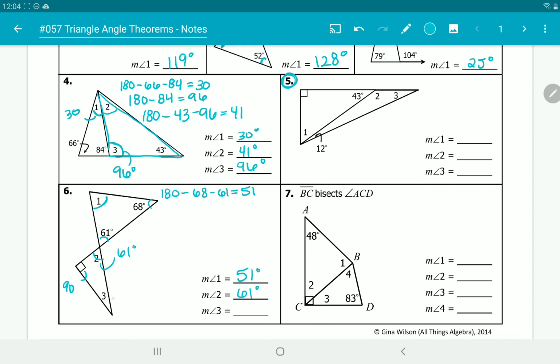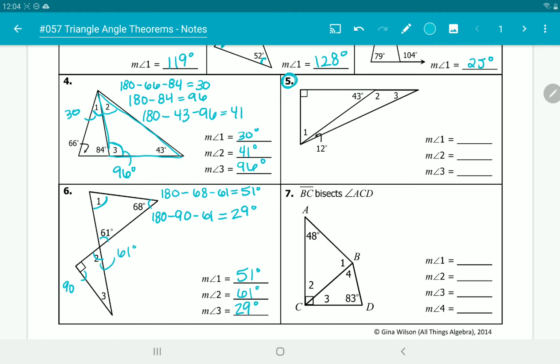So now we have 2 of the angles of the triangle, so we can take 180 minus one of them. We'll do the 90 degree, and then minus the other. And that is going to give you 29 degrees, okay? And so angle 3 is going to be 29 degrees.